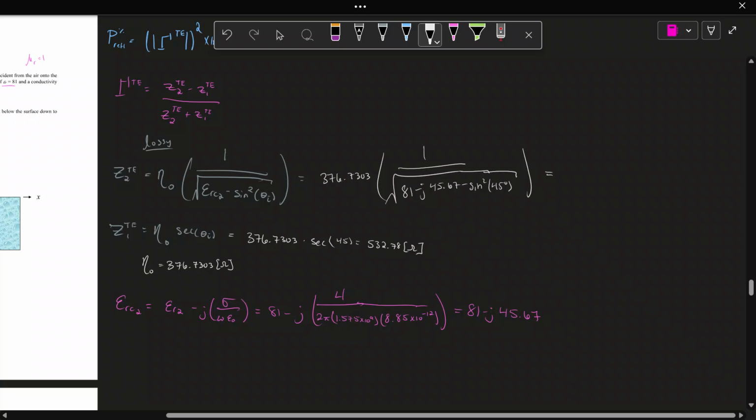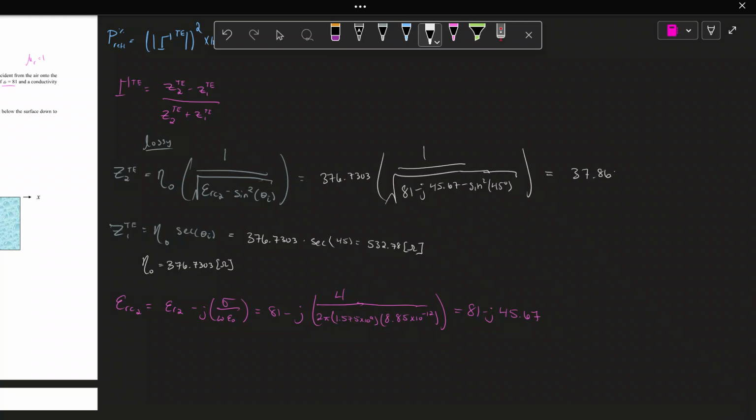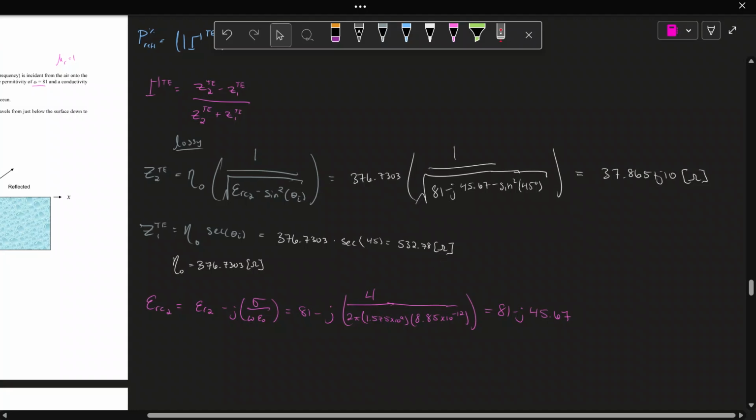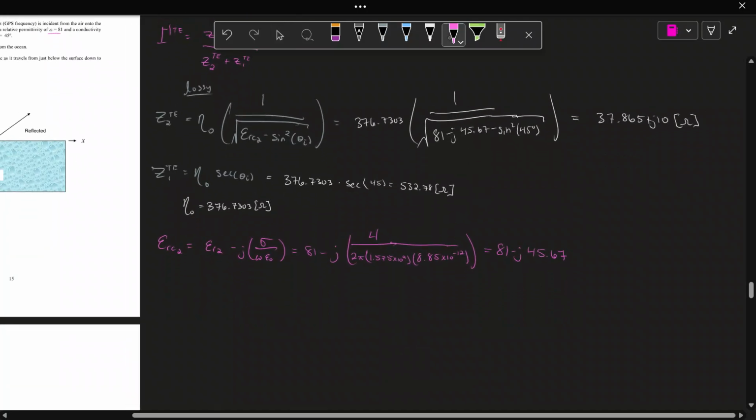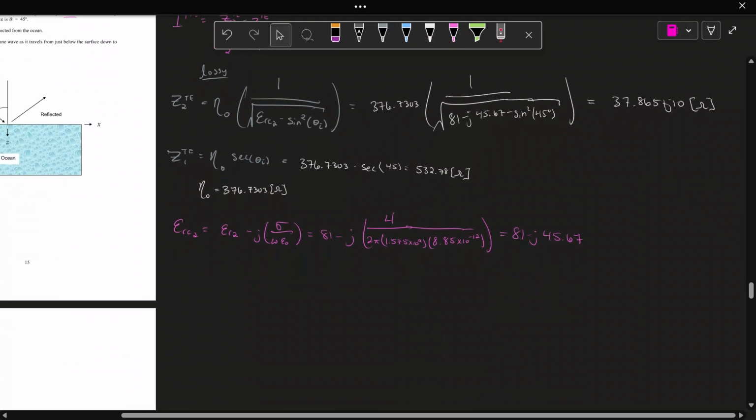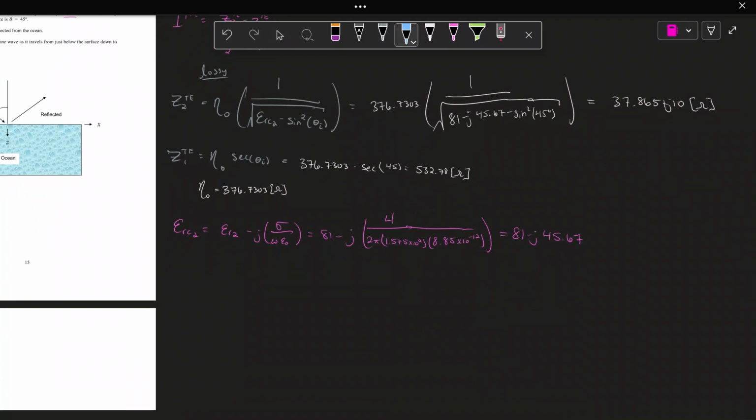What you end up getting, if you have a calculator that can do square roots of complex numbers, is a value of 37.865 plus J10 ohms. If you have a calculator that can do this, you can skip. If you do not, I'm going to take you through the steps to be able to solve this by hand. For me, at least, I don't have a calculator that can do this, so I have to end up solving this by hand, and if you don't know how to, it can be very difficult. If you do already, just skip ahead, find where the part is. Maybe I'll parse the video.